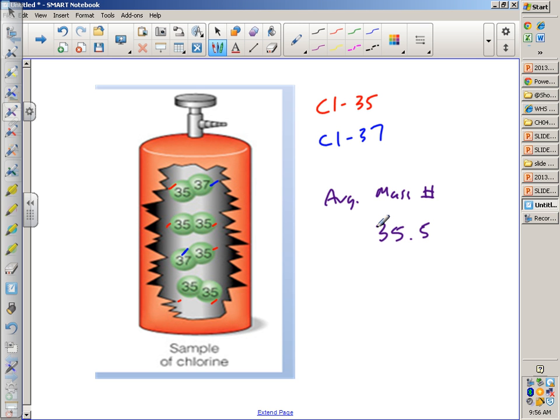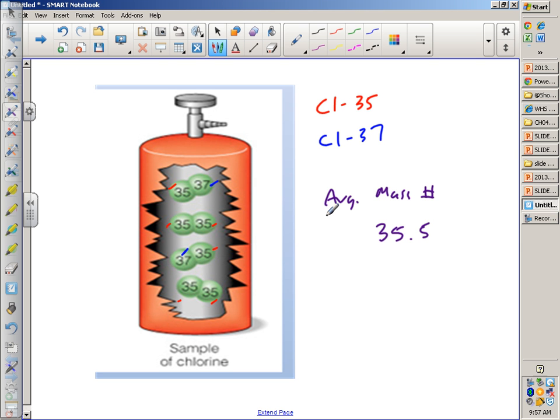Does that make sense where I got that number from? Do you want me to do the math? Okay. So the average in this case is 35.5 as far as the mass number goes. Now, can we have a mass number of 35.5? No, it has to be a whole number.